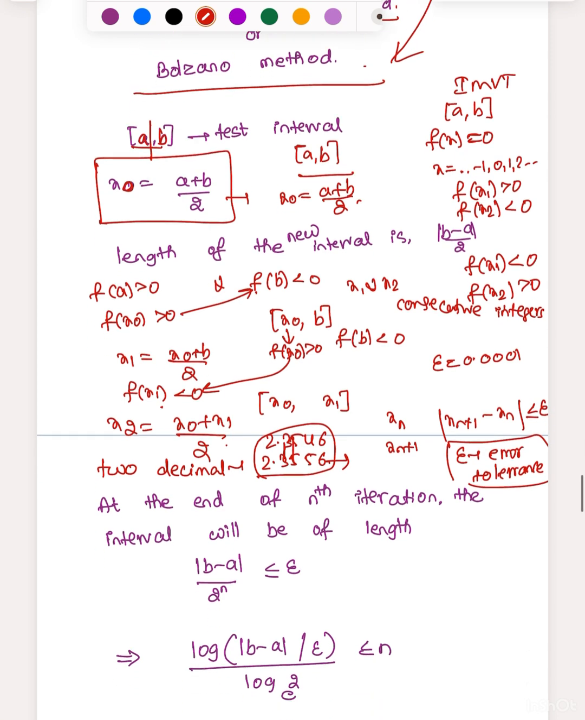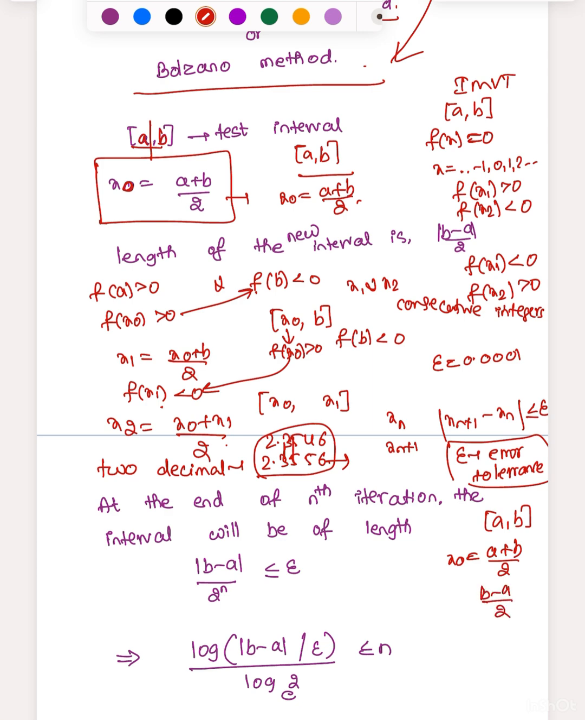Now for the first iteration, the interval is AB. After the first iteration, we have x0 = (a + b)/2. Then the length of the interval after the first iteration becomes (b - a)/2.